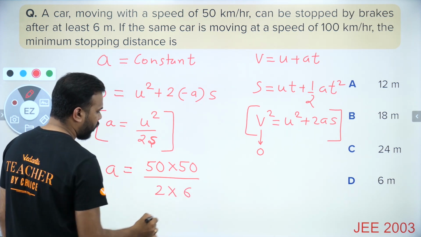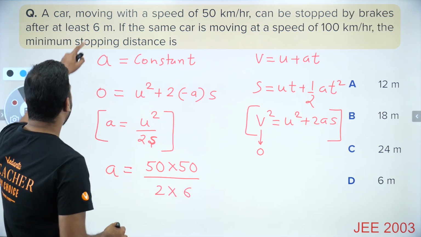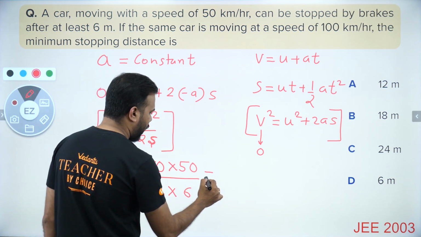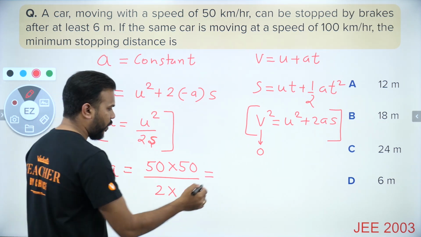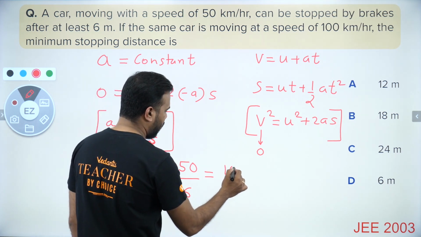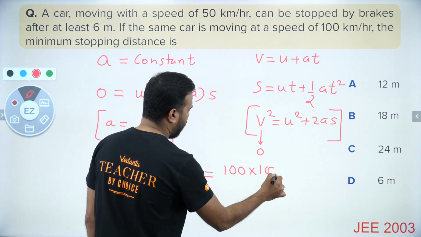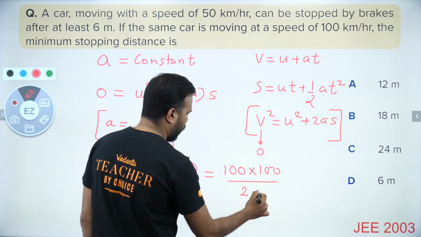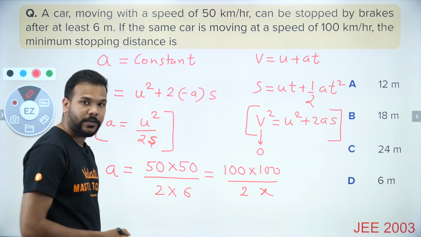So that value is given to us as 6. Yes or no? So that value is given as 6. Equating it to the next case, where we don't know how much that distance is going to be, but we do know the velocity with which the car is moving, that is 100, and then I'm dividing it by 2 into, say, x, the value which we do not know.